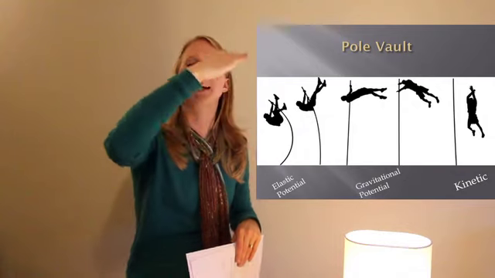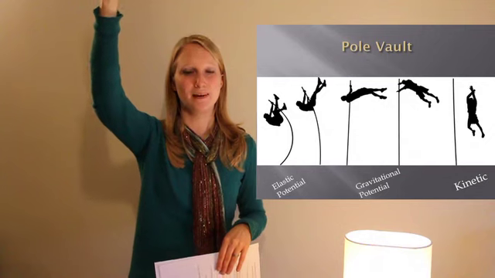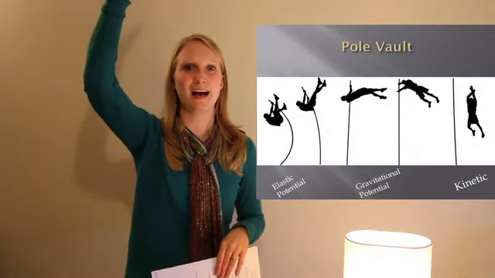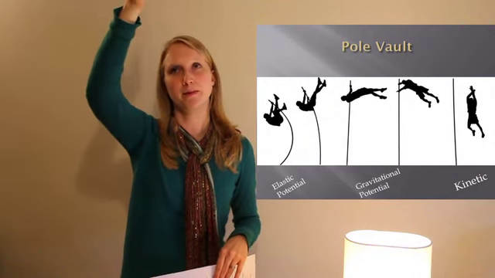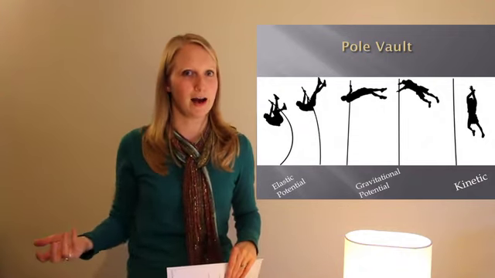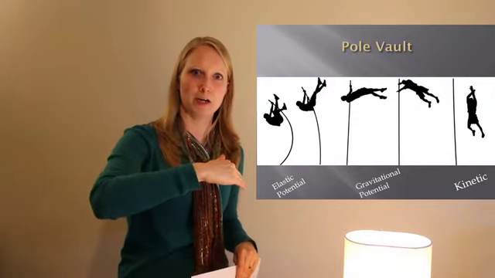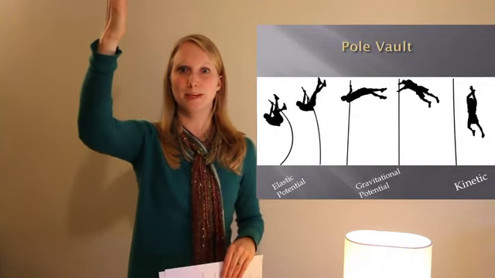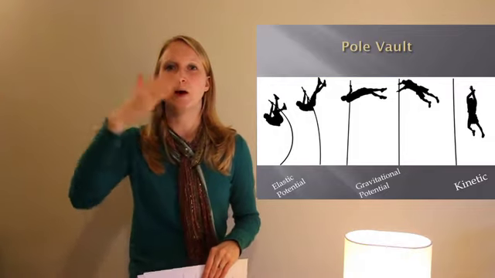It then moves to kinetic energy until the man is at the top and the pole is straightened up. Now he's at 100% gravitational potential energy. And then that gravitational potential energy converts into kinetic energy as he falls back down to the ground. So again, kinetic energy to elastic potential energy, transformed to gravitational potential energy, transformed to kinetic energy. All of these in one simple, not simple motion, but one activity.